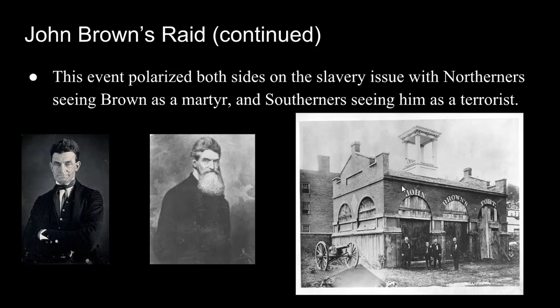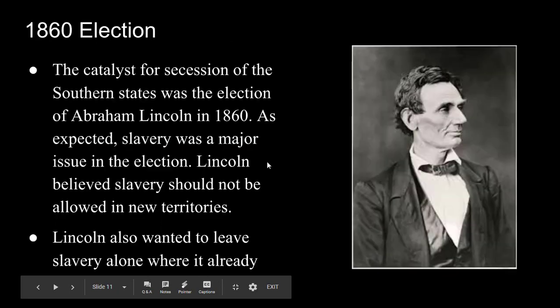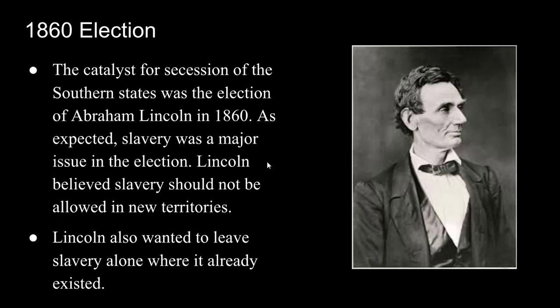There you see two different pictures of John Brown. Here he is, probably about the time he went to Kansas, and this is just around the time of his hanging. The raid polarized both sides on the slavery issue even more. Northerners saw John Brown as a martyr, someone who was dying for this great cause, while Southerners really saw him as a terrorist. This is called the engine house, where John Brown and his followers were trapped when they came in and captured them. You can go to Harper's Ferry today in West Virginia, and this building stands, and you can go in there. It's pretty neat. And then we have the 1860 election.